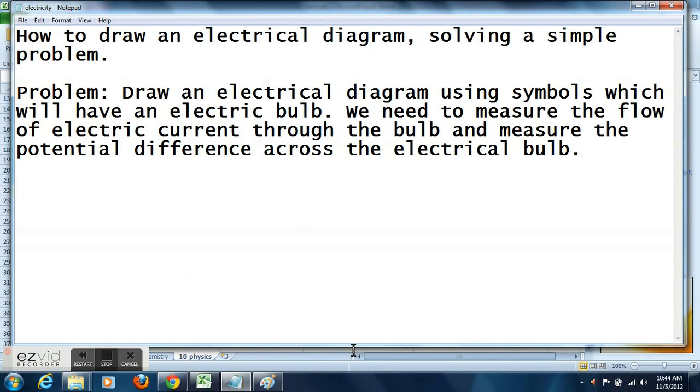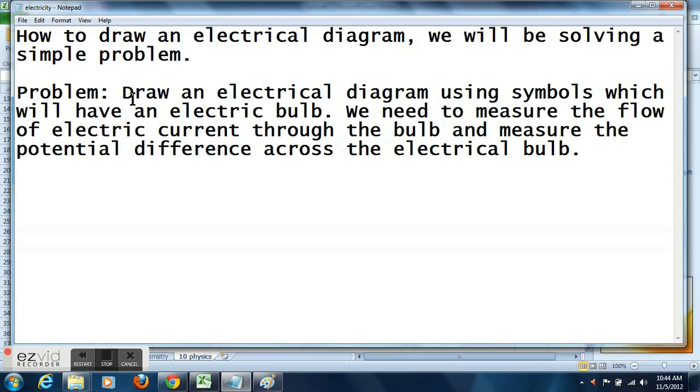Welcome to the next tutorial on electric current. In this tutorial, I am going to discuss how to draw an electrical diagram. We'll be solving a simple problem by means of which I will demonstrate how to draw an electrical diagram, which will be a very simple one.